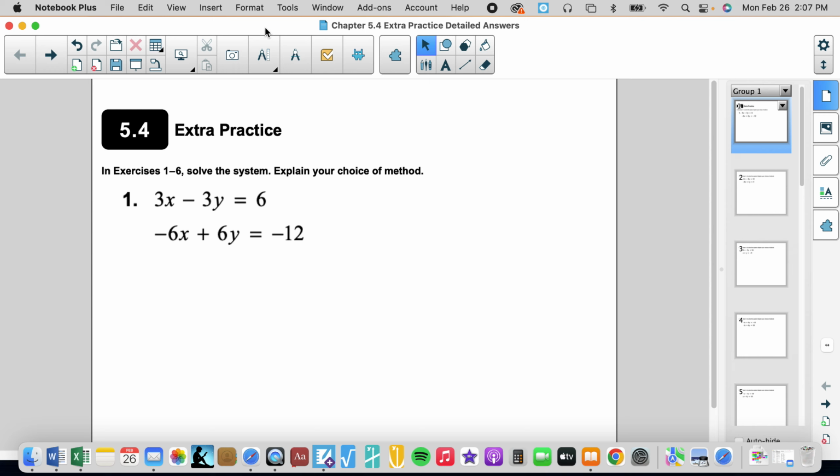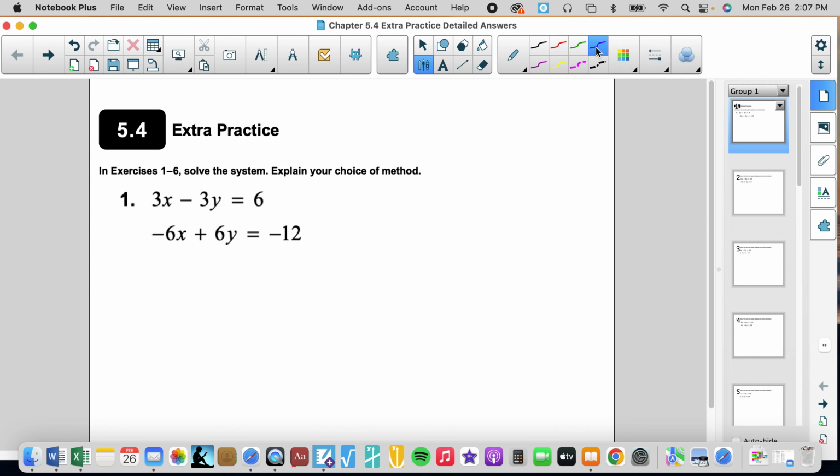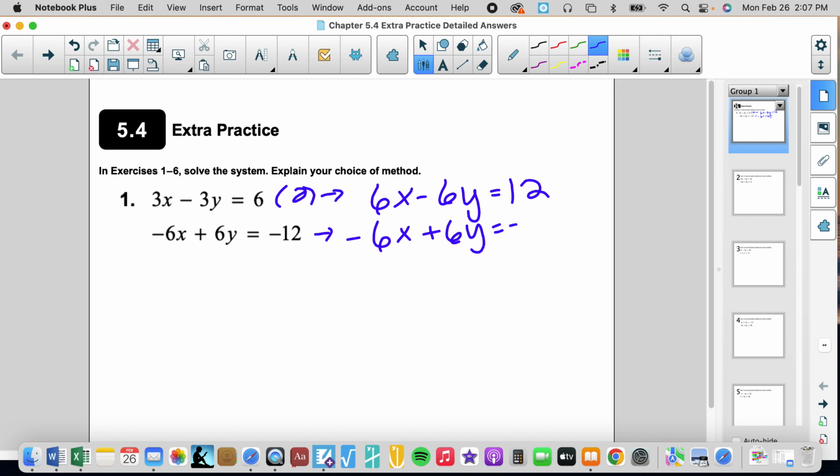I'd probably choose graphing here. Or you can choose graphing, or better yet, I'm going to choose elimination. I'm going to multiply everything by 2. I'm going to create 6x minus 6y equals 12. And then I'll just bring this equation, negative 6x plus 6y equals negative 12.